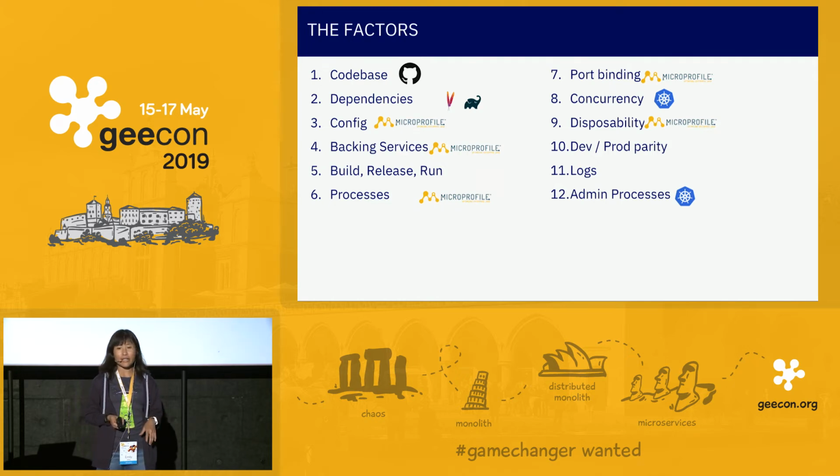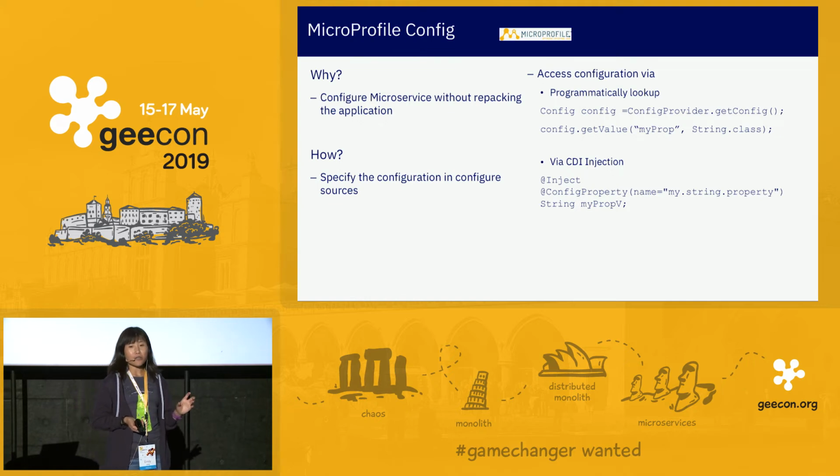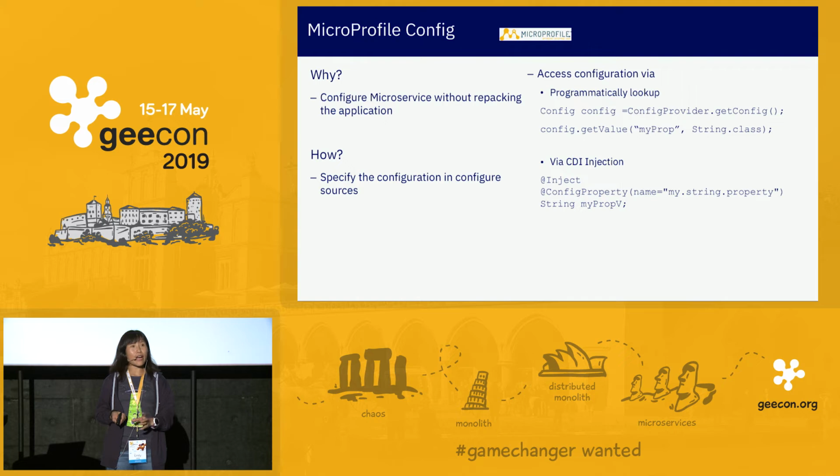It's not rocket science. In the next couple of slides, I'll quickly go through config and fault tolerance so you can see how it works. So for config, you can define the config name and value somewhere in an externalized location. And then you can use the MicroProfile config API to directly inject it into your microservice. In these slides, there are two ways to inject this config into your microservice.